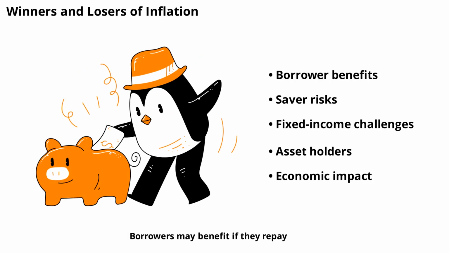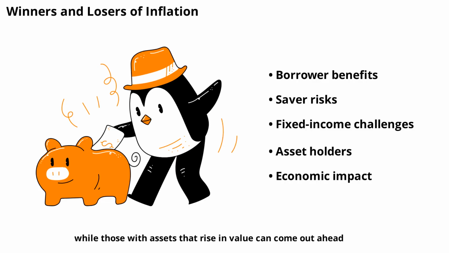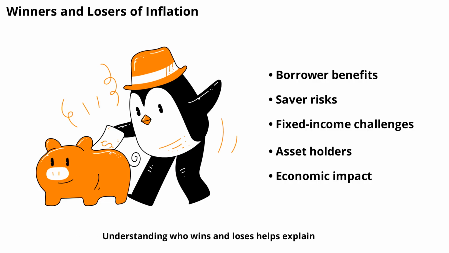Borrowers may benefit if they repay loans with money that's worth less, while savers can lose out if their returns don't keep up with rising prices. Fixed income earners, like retirees, may struggle, while those with assets that rise in value can come out ahead. Understanding who wins and loses helps explain why inflation is such a hot topic.